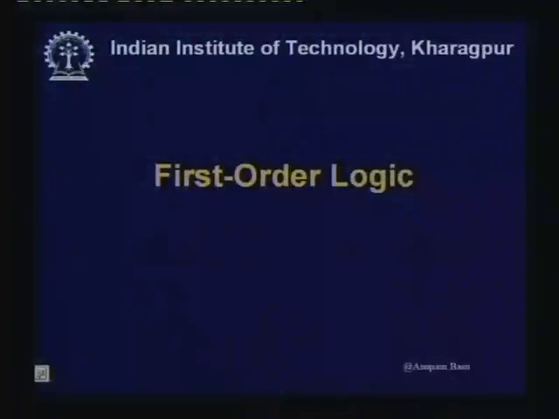In the last lecture, we had discussed one form of logic called propositional logic, and we have also seen how reasoning is carried out in propositional logic. Today, we will start discussions on a little more powerful form of logic called first order logic, which is also called predicate logic. This form of logic can capture more variety of sentences than can be captured with propositional logic.